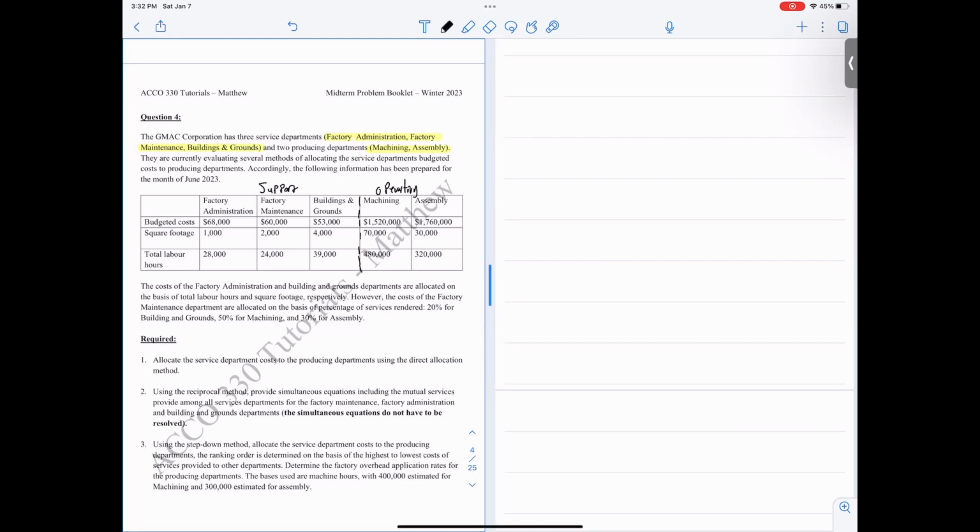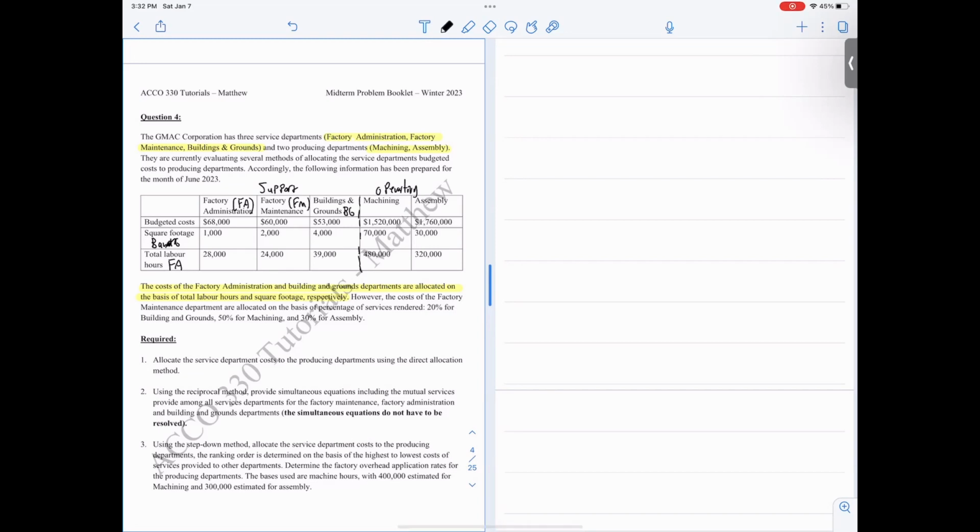They're currently evaluating several methods of allocating service department budgeted costs to producing departments. Accordingly, the following information is prepared for the month of June 2023. So we see the budgeted costs, square footage, labor hours. Now let's keep reading. The cost of factory administration and building and grounds departments are allocated on the basis of total labor hours and square footage, respectively. Guys, please highlight that. They are telling you how each department allocates their cost. So square footage is building and grounds, B and G, and labor hours is factory admin, FA. We're just going to use some abbreviations here: factory admin will be FA, this will be FM, and this will be B and G.